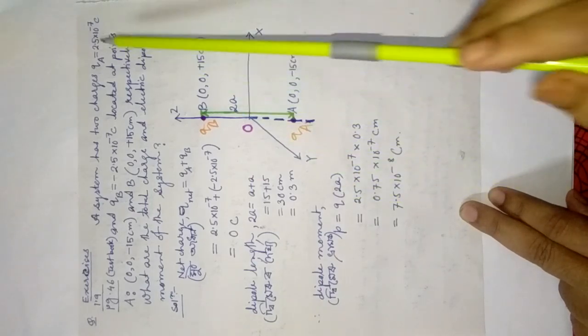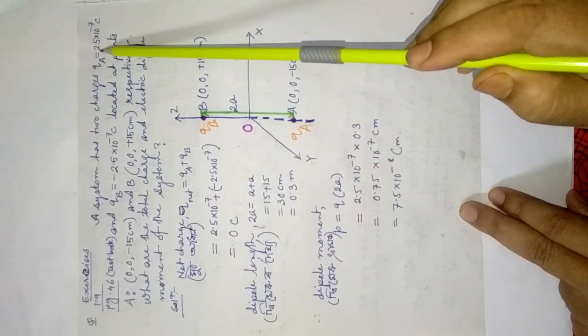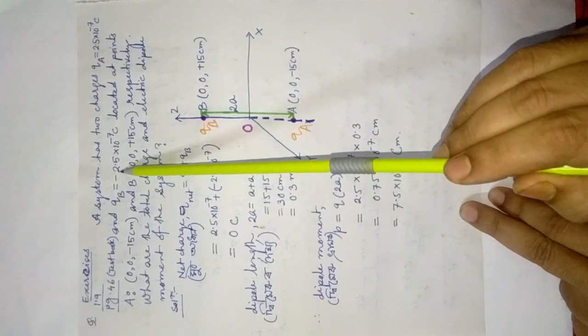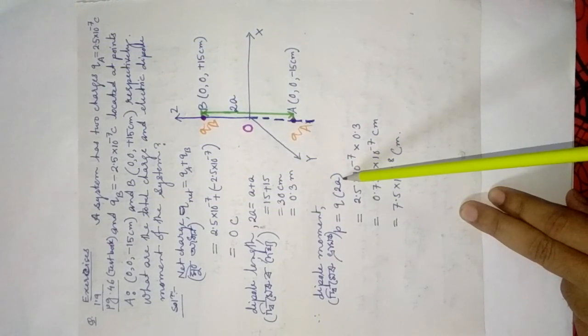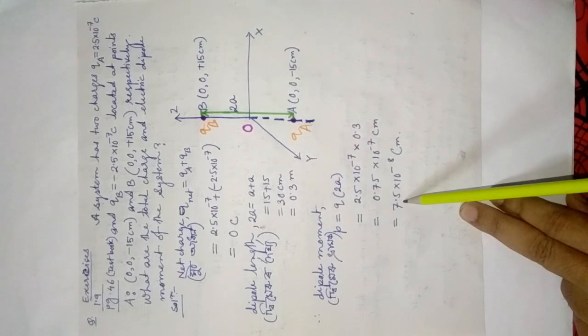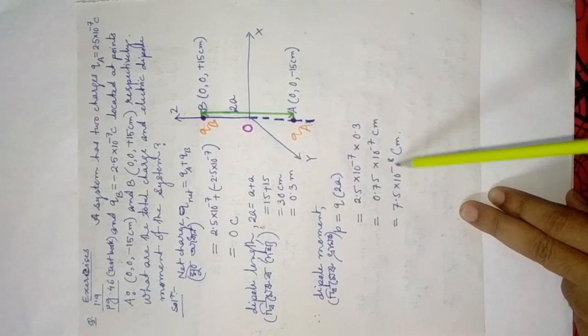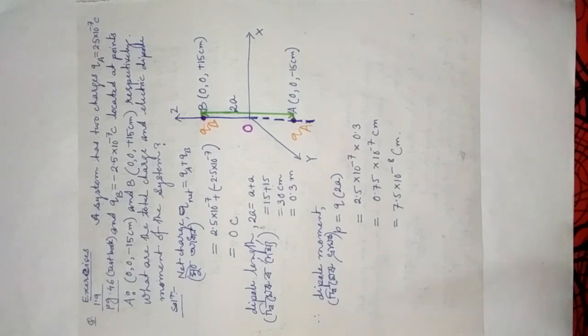Here q means the magnitude; you take any one, only the magnitude, 2.5 into 10 to the power minus 7. Here also, though it is minus, the magnitude is 2.5 into 10 to the power minus 7, and into twice a, which is 0.3. After calculation, you will get 7.5 into 10 to the power minus 8 coulomb meter. This is the numerical. Okay, goodbye.